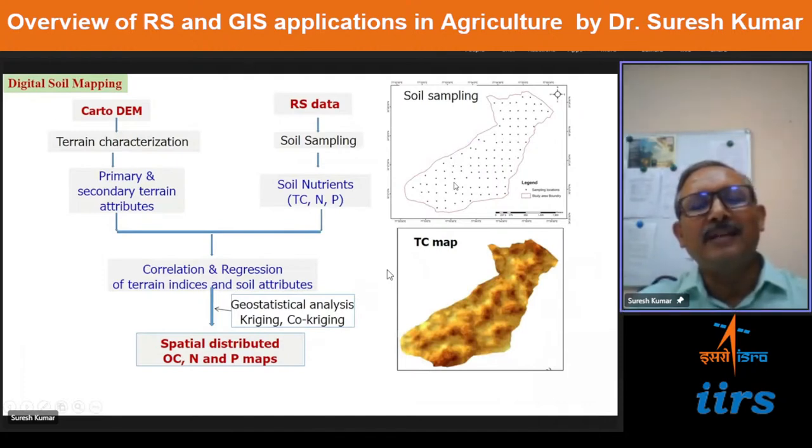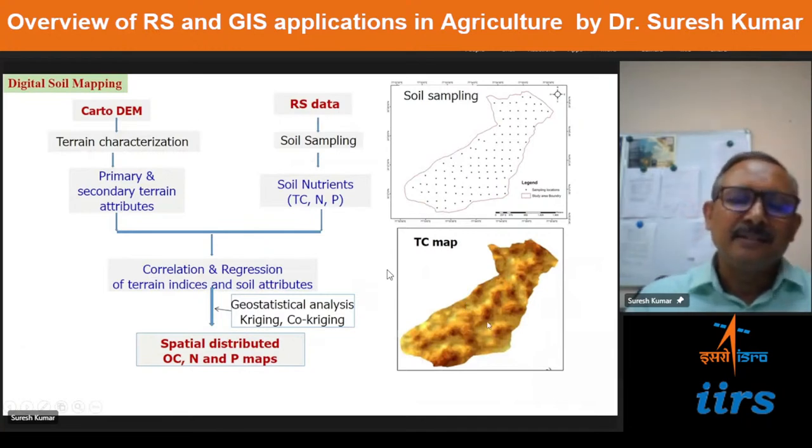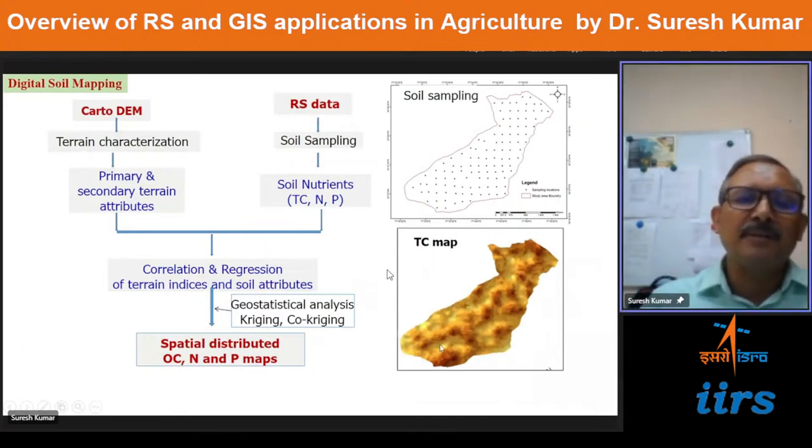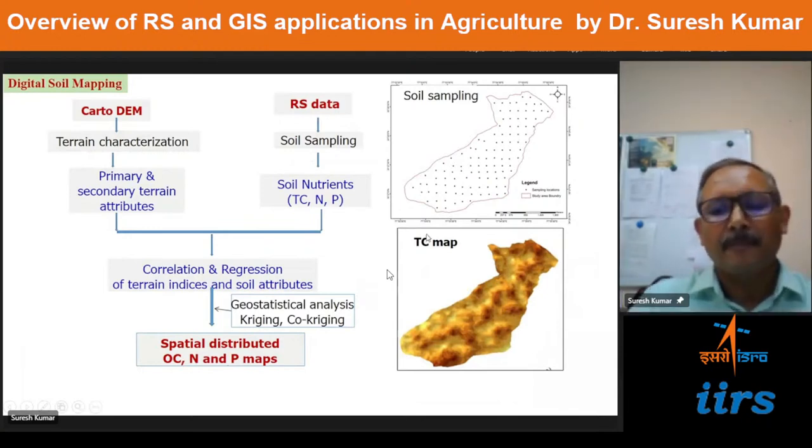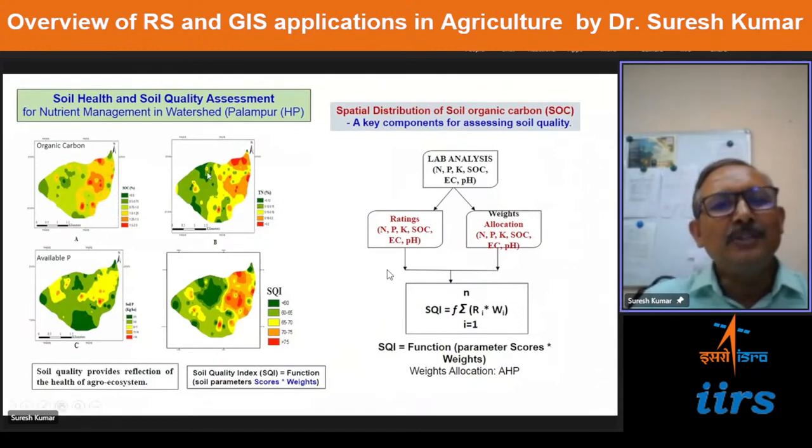Suppose you take regular interval soil samples and, using the digital elevation model, you can map the soil carbon distribution, soil nitrogen, soil phosphorus. This we can map using the digital elevation model. We can use the remote sensing data for soil health and soil quality assessment.